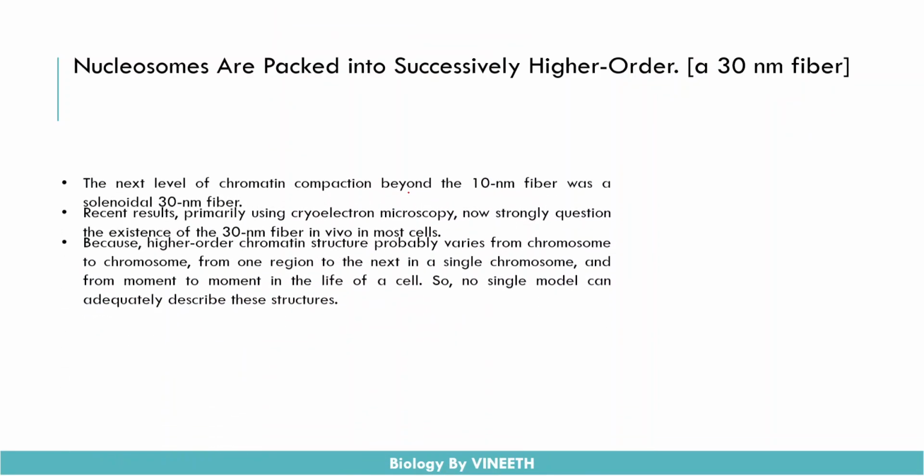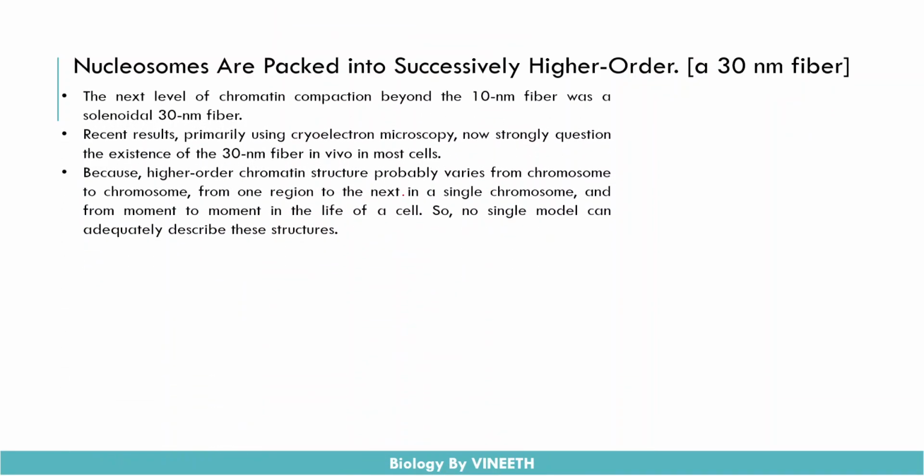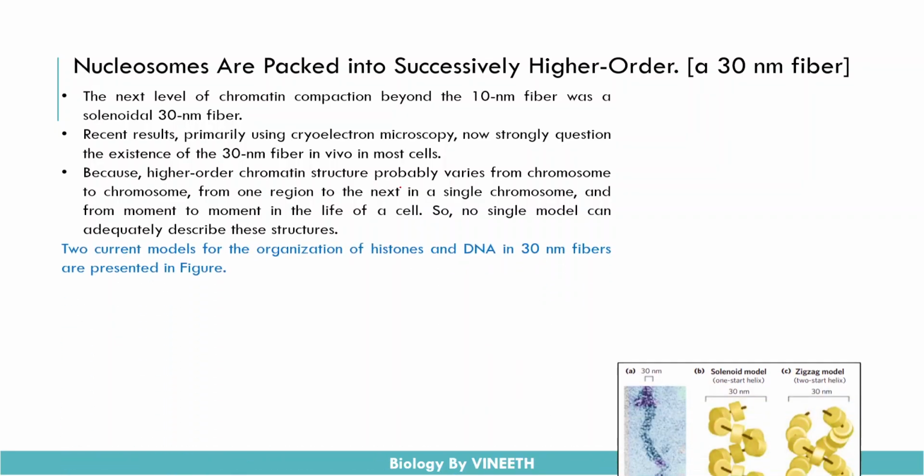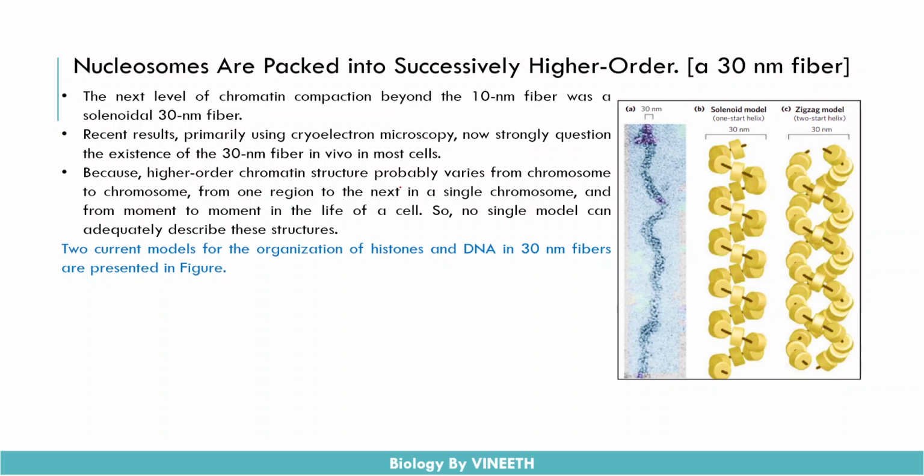Then we have the next level structure, which further condenses the nucleosome into a higher order called the 30 nanometer fiber, often reported as the solenoidal model or simple chromatin model. This next level of chromatin compaction is beyond the 10 nanometer fiber. The 30 nanometer fiber mainly gets organized into two forms. One is the solenoidal model, also called the one start helix, and the second is the zigzag model, or two start helix.